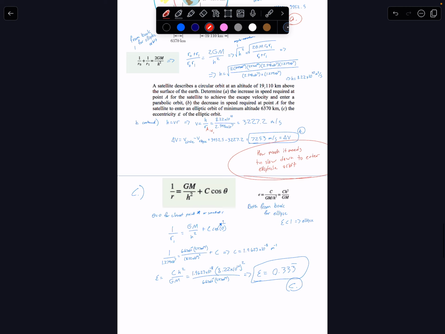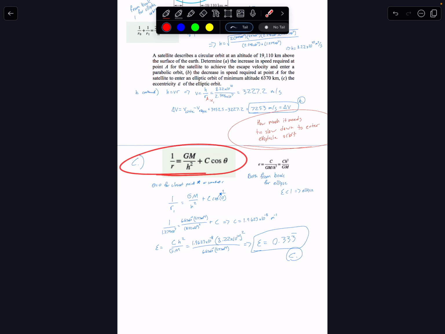And then for part C, just the eccentricity of it, and we know that for an ellipse to be happening, the eccentricity must be less than 1. That's given in the book, but we know that we're looking to enter an elliptical orbit, so that's why I assumed that equation was good to use.